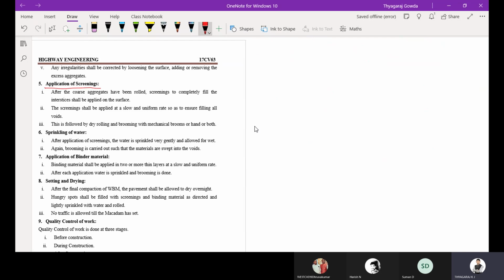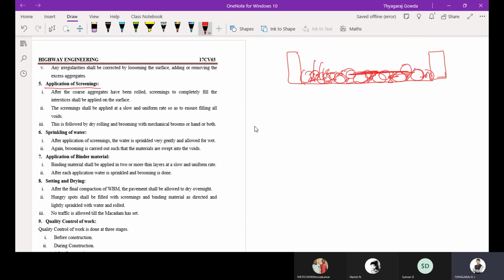Then application of screening. I will draw a diagram of how it will look. So this is the shoulders, and we have already rolled the aggregates. It looks like this. For this you are going to add a screening material, which will fill the voids of the aggregates. So screening material.